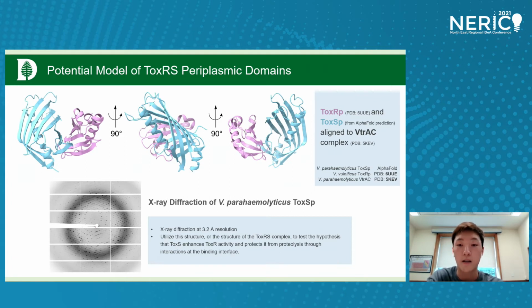We crystallized ToxSP from Vibrio parahaemolyticus, and we collected X-ray diffraction data at about 3.2 angstrom resolution. We hope to solve the phase problem using selenomethionine labeling or a co-crystallized complex. Thank you for listening to my talk.